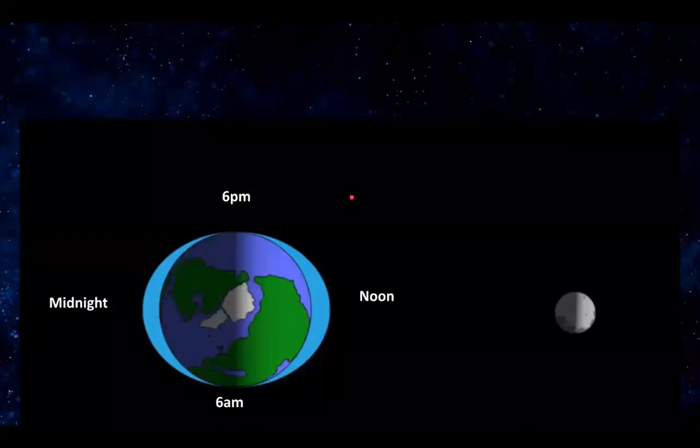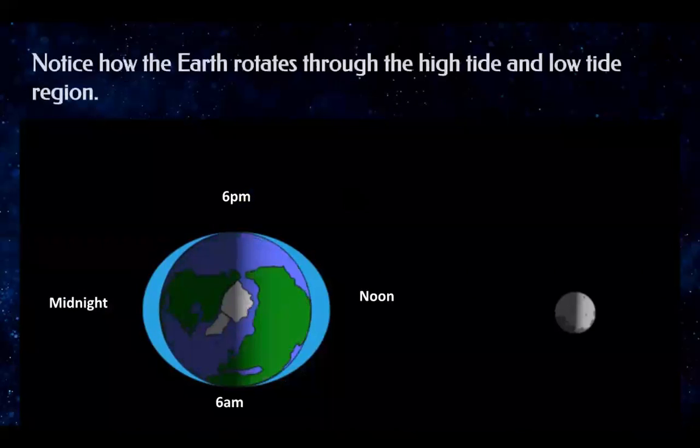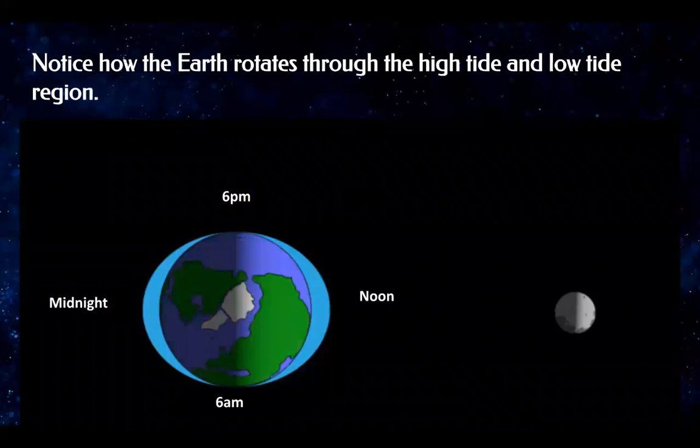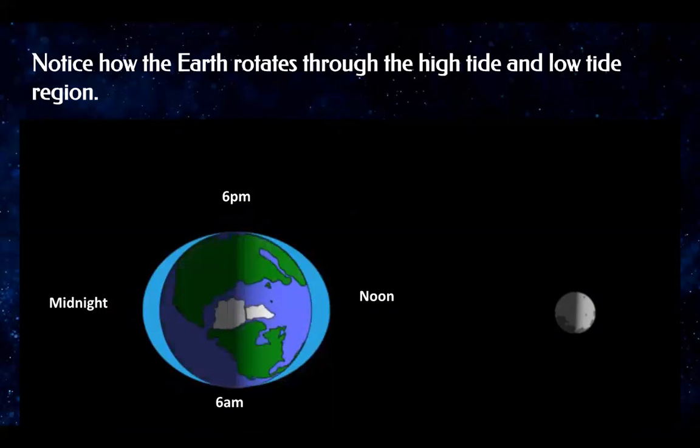So in this example, notice how the Earth rotates through the high tide and low tide region. In a 24-hour period, most places that are close to the ocean, where it's a large enough body of water to be impacted by the moon, we're not going to see this on Lake Superior, we're not going to see this on our lakes here, but you will see this in large seas and oceans. So in a 24-hour period, you're going to have a high tide, a low tide, a high tide, a low tide.